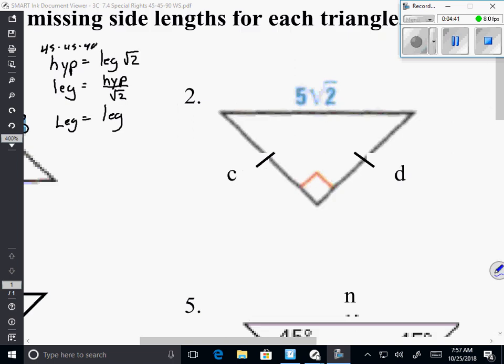Let's look at number 2. This time we know the hypotenuse and we don't know either leg. Do we know it's a 45, 45, 90? How? Nope. That just tells me it's a 90. Okay. That tells me it's isosceles.